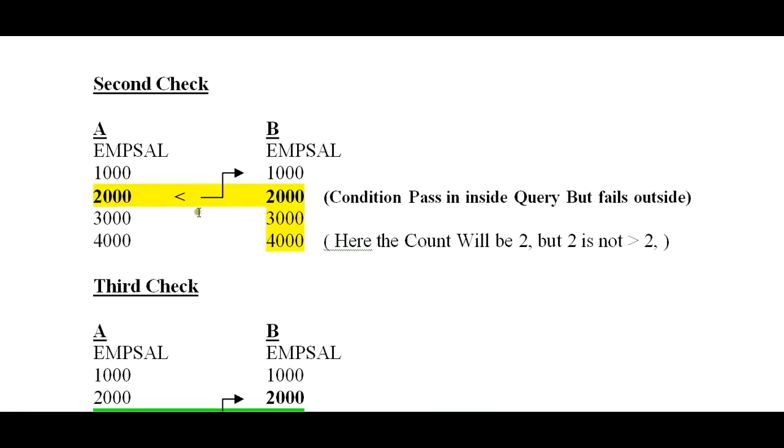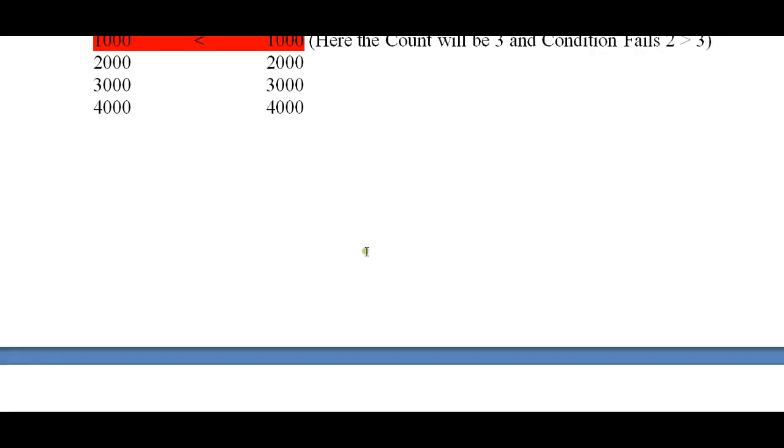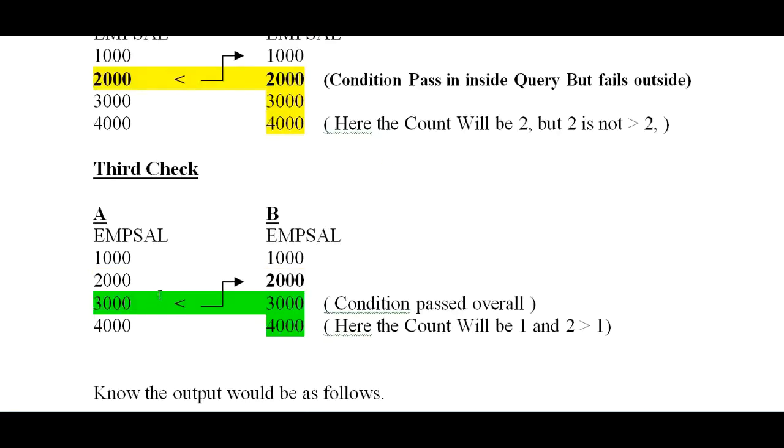Now the second check. From A.emp_salary it will select the 2000 record, the 2000 employee salary, and check all the conditions. The condition passes inside but fails outside, that is, 2 is not greater than 2, right? Once again it goes to the third check and retrieves the third. Is 3000 less than 2000? No. How many records do we have which are greater than 2000? We have 2 records.